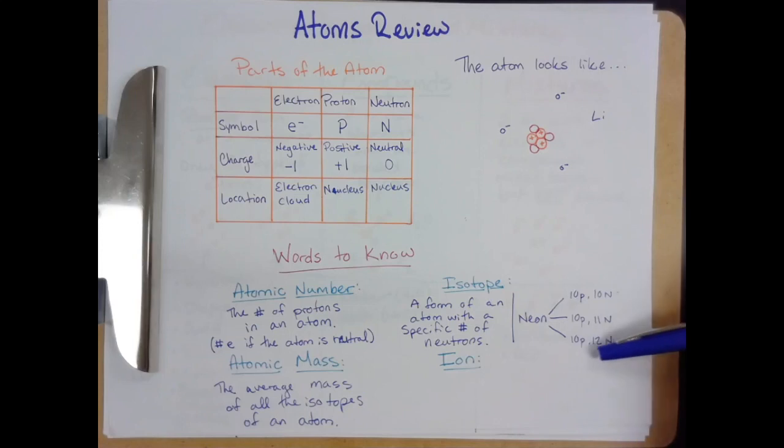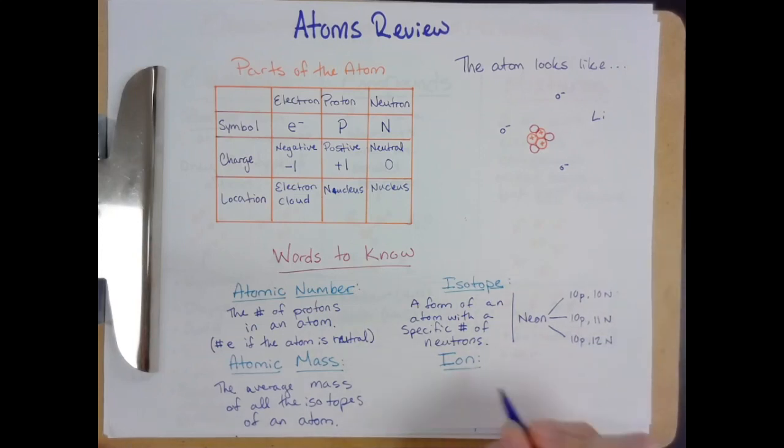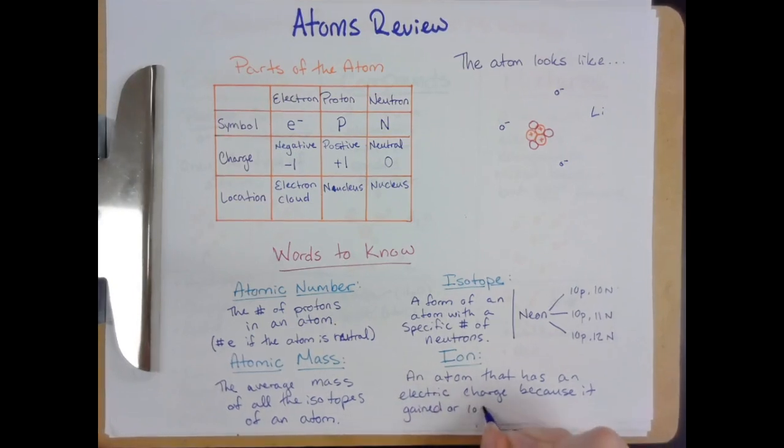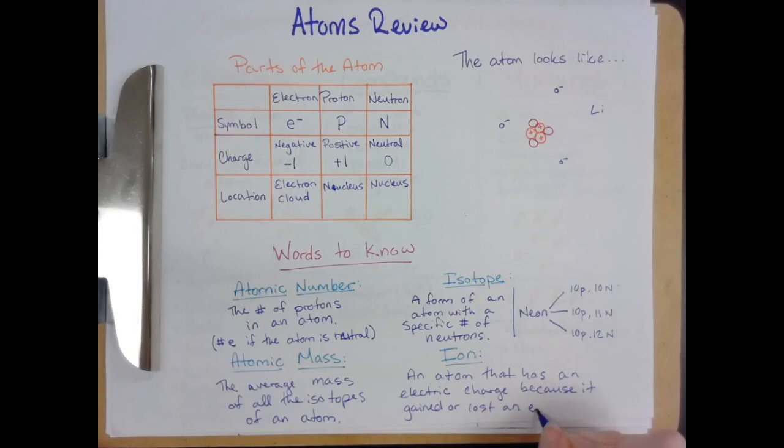Alright? Last word on here is ion. So an ion is an atom that has an electric charge. Most atoms are neutral unless they gain or lose an electron. So an atom that has an electric charge because it gained or lost an electron. I'm going to abbreviate electron.